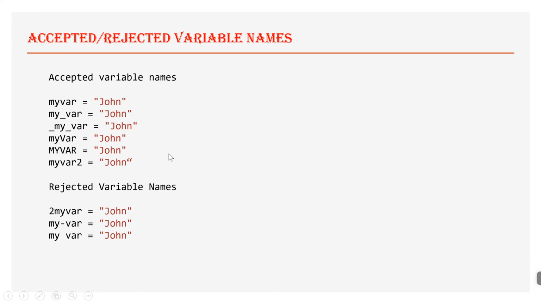See, these are all the accepted variables: my variable, my underscore variable, John. It says it can start with an underscore. Accepted, accepted, accepted, accepted. So these are all rejected. Why? Because remember, any variable should not begin with a numeric value. The only special character supported is underscore, not a hyphen. And here there are two words. You cannot have two words for a single variable.